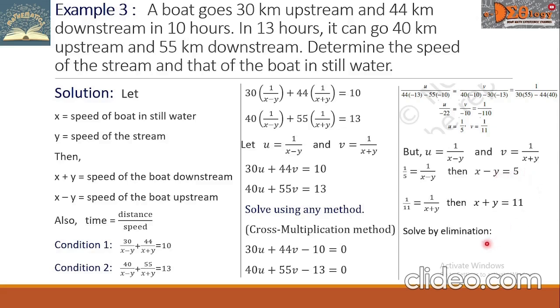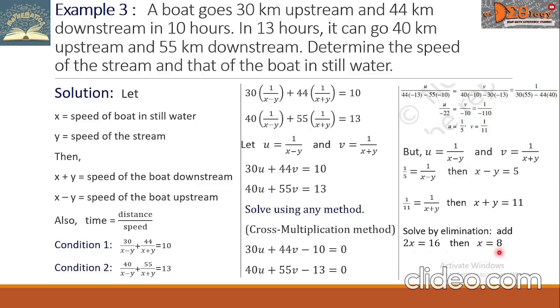Suppose we solve by elimination. We can see that the coefficients of variable y are the same but with opposite signs. In this case, we can add these two equations. When we do that, the y variable will be cancelled. And then x plus x will be 2x equals 5 plus 11, which is 16. When we divide this by 2, x equals 8.